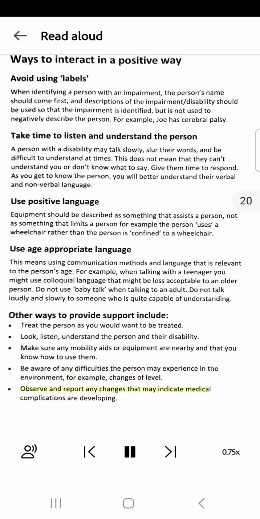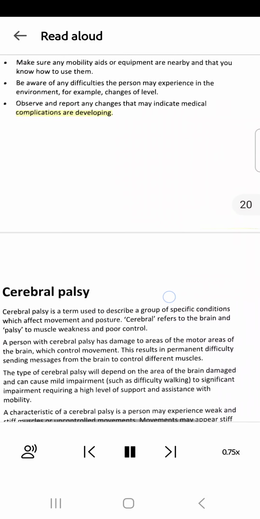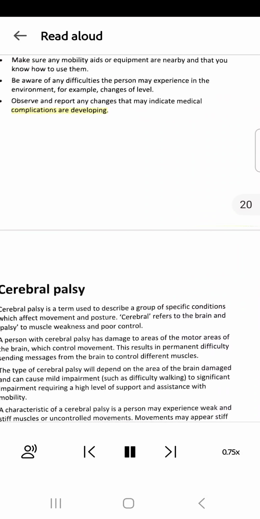Observe and report any changes that may indicate medical complications are developing.